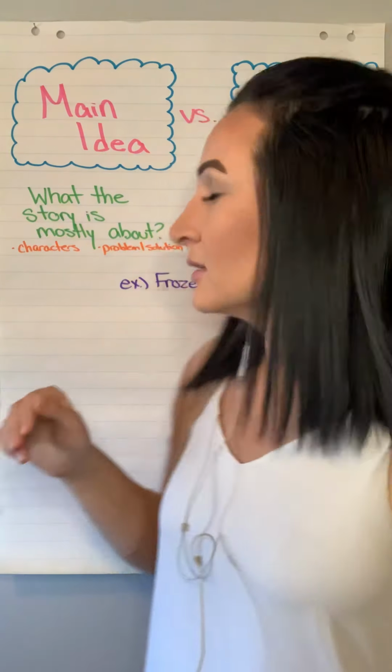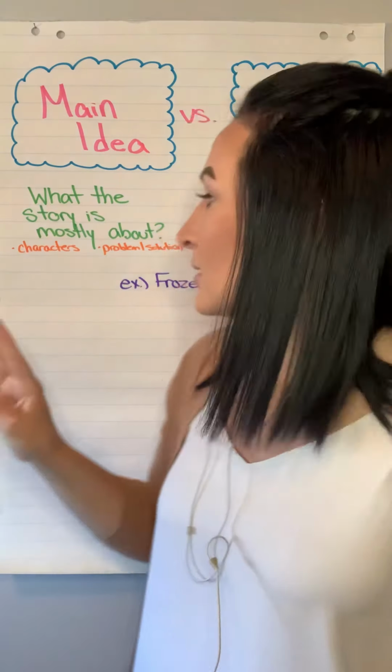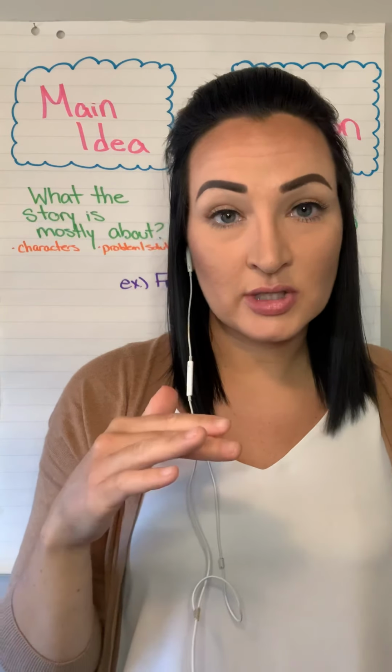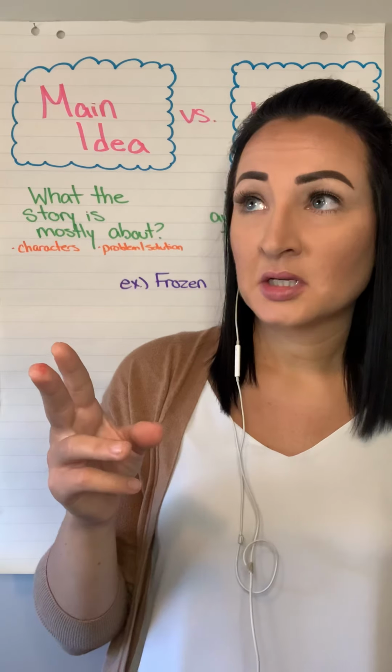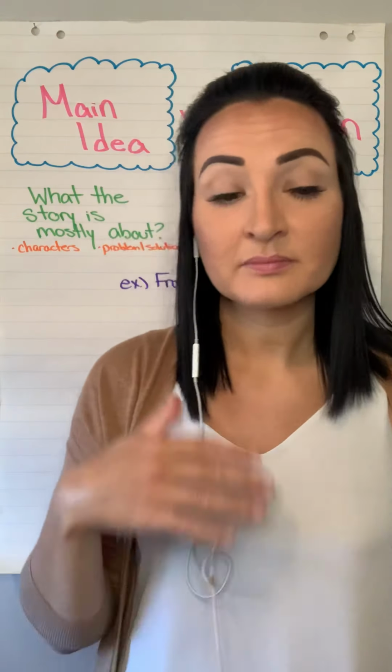I'm going to talk about Frozen because I know we've all seen the movie Frozen. So, what is the story mostly about? I have to think about the characters, I have to think about the setting, and I have to think about the problem and the solution. So, main characters, not all the characters. Not all the characters are necessarily going to be important. I'm going to think about Elsa, Anna, and that's probably good. The problem and the solution.